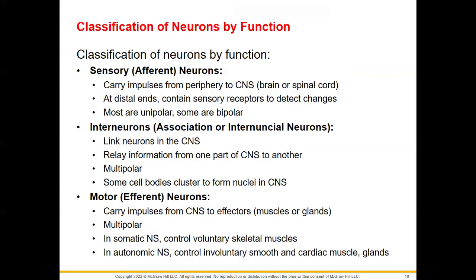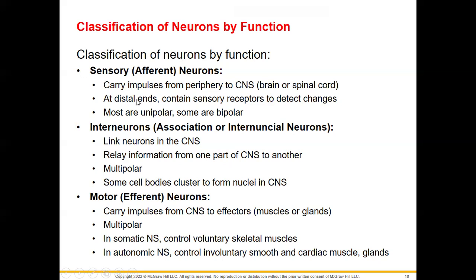Now, let's classify neurons by function. So remember, we talked about the three main functions of your neurons. You have your afferent neurons or your sensory neurons that receive information from the environment. You have your interneurons that process that information, and then the motor neuron that sends that information or the decision to move to effectors. So afferent or sensory neurons carry impulses from the periphery to the central nervous system.